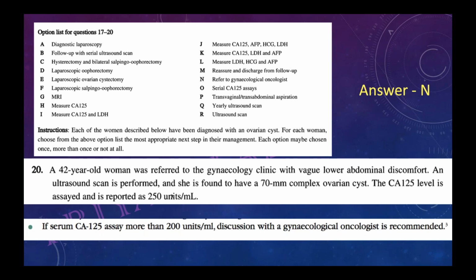So two things you have to understand here. If they give you the same question and CA 125 is not written, your answer will be laparoscopic cystectomy. E will be the answer. If 7 centimeters and pain, two findings they gave. But if they have added the CA 125 in the picture, your answer changes. Now, if it is more than 200, gynecology oncology opinion is required. Is it clear? Yes, ma'am.